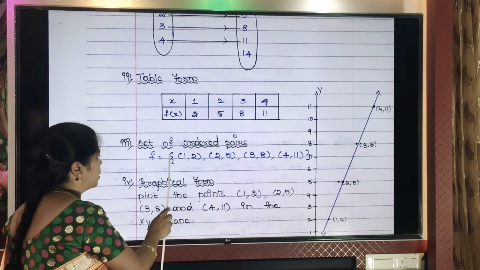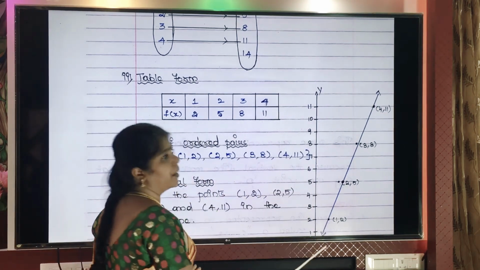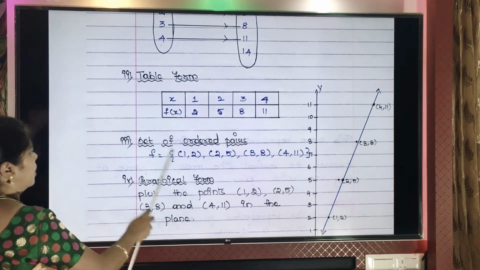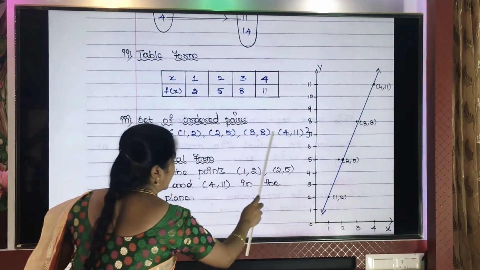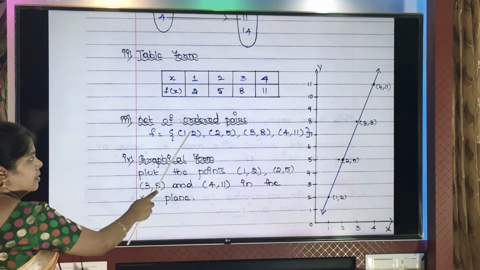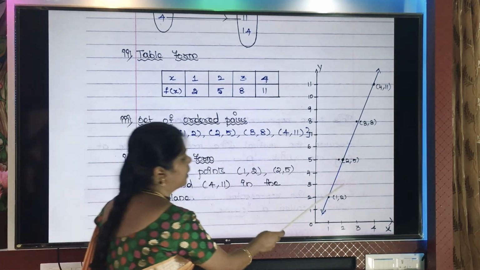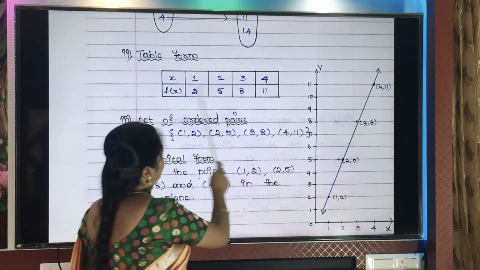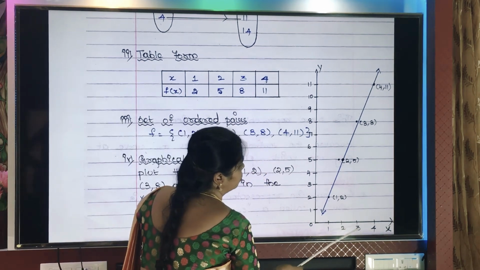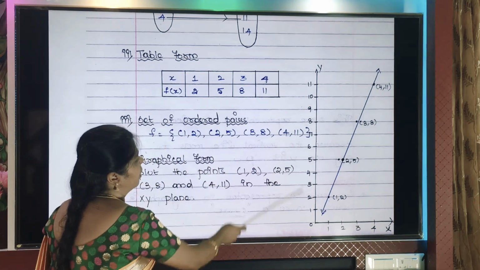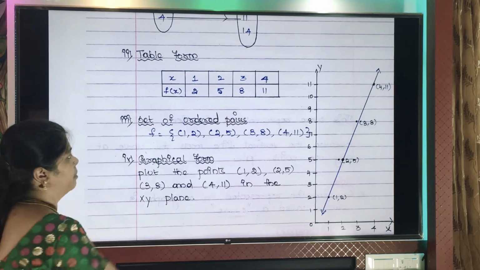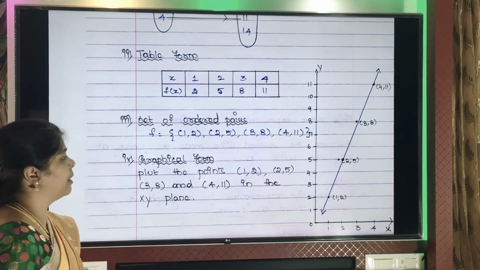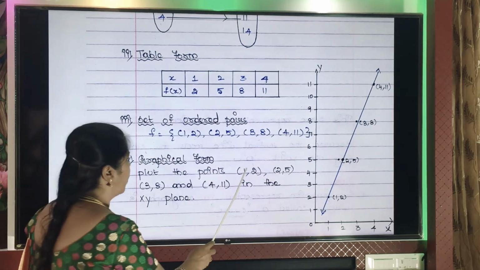Ordered pairs, if you enclose them within curly brackets, become a set of ordered pairs. Now, with the same ordered pairs as a clue, draw the graph, x-axis and y-axis. Plot the numbers on the x-axis as 1, 2, 3, 4 and on the y-axis 1, 2, 3, 4 up to 11, because we have an image of 11.